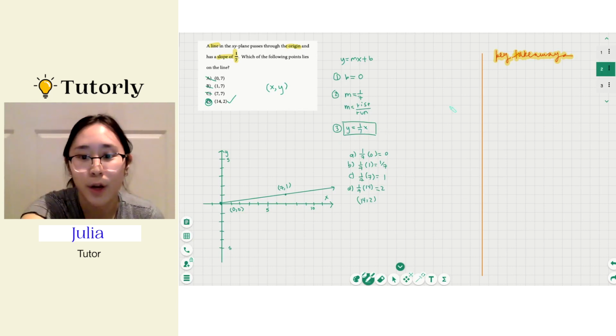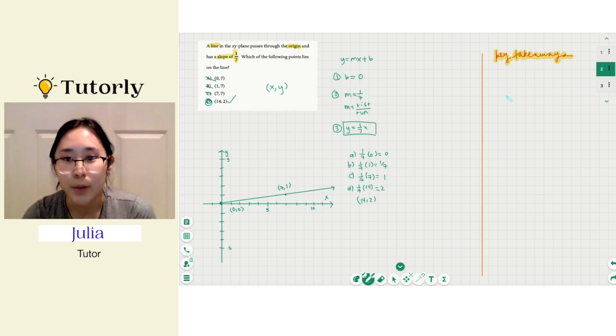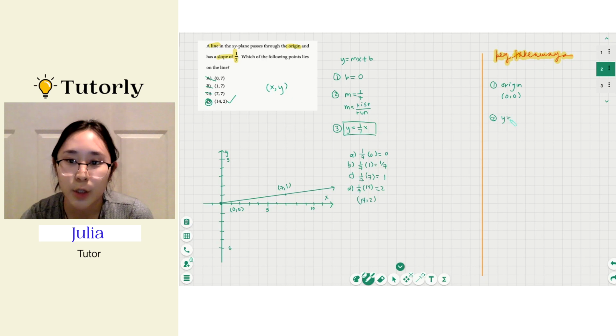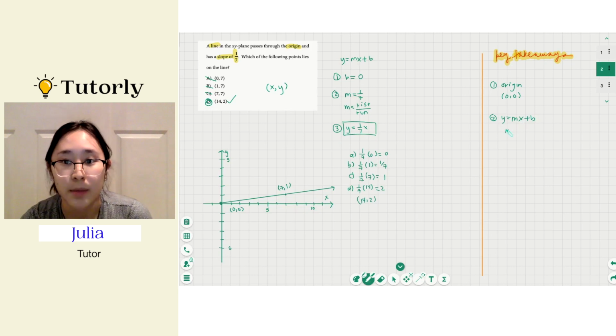Now let's go over some concepts that we talked about today. So first, we talked about the parts of the graph. Most importantly, we talked about the origin. The origin is going to have the coordinates of 0, 0. And next, we talked about the general equation of a straight line, which is y equals mx plus b. Here we know that m is going to equal the slope, which is also the rise over the run. And we also know that b is the y-intercept.